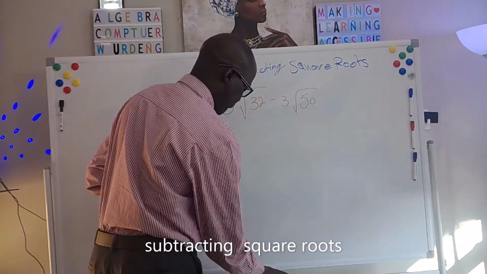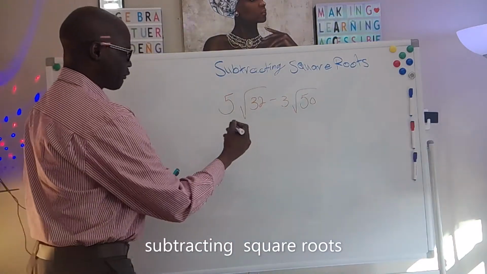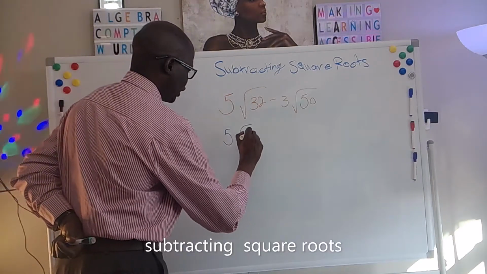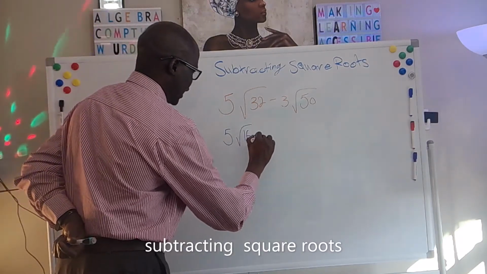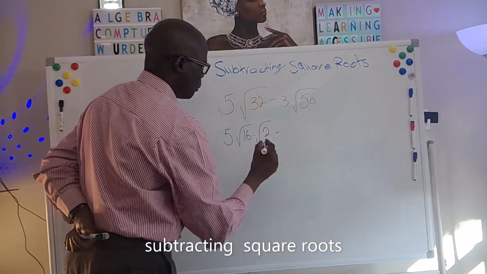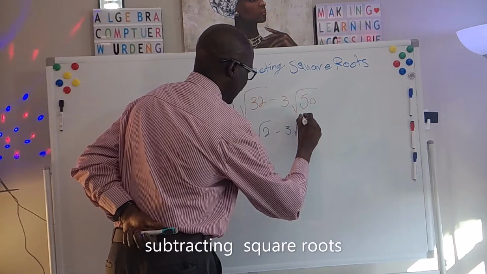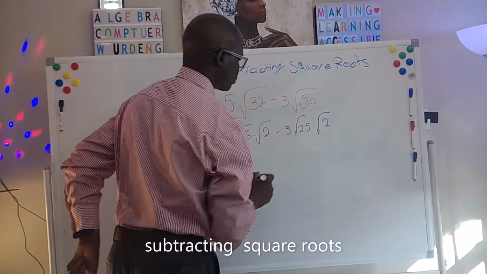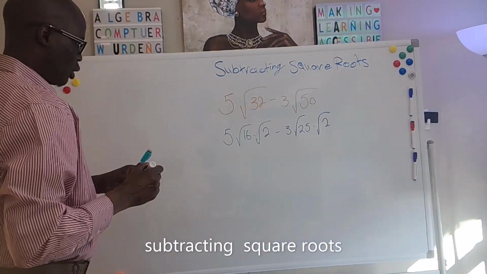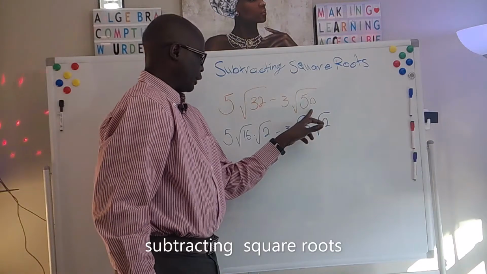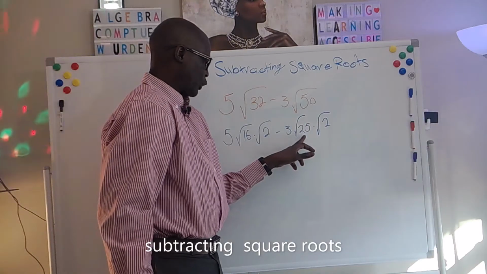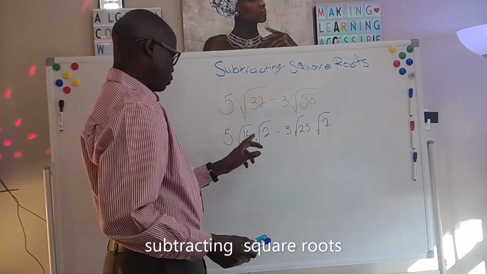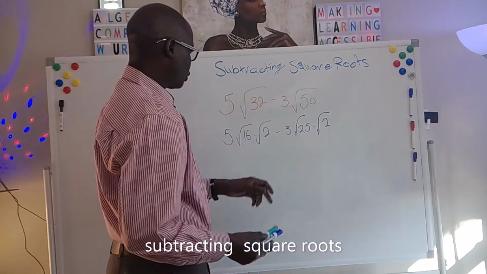So let's say we simplify the first one. It will be equal to 5 times the square root of 16 times the square root of 2 minus 3 times the square root of 25 times the square root of 2. What we did, we simplified 50, which is equal to the square root of 25 times 2. We simplified 32 as 16 times 2, the square root of 2.